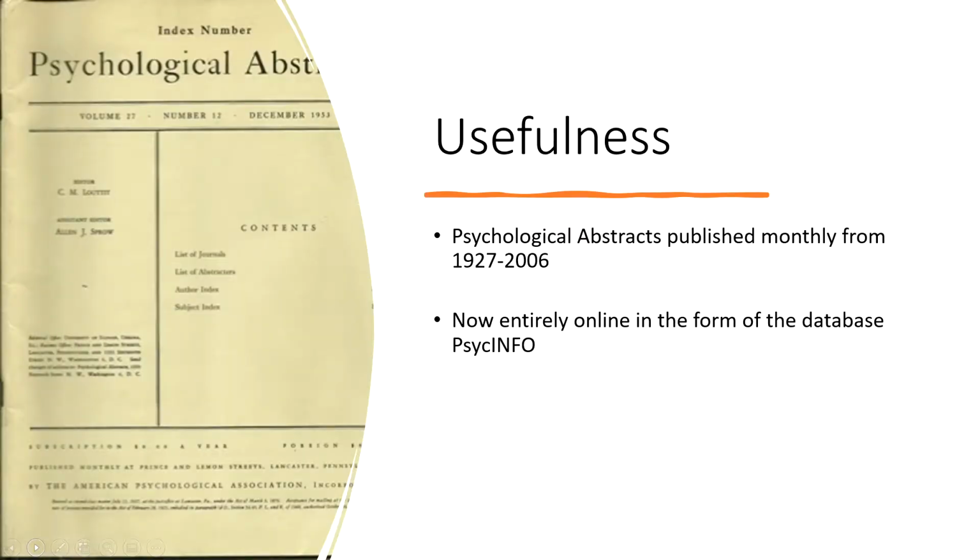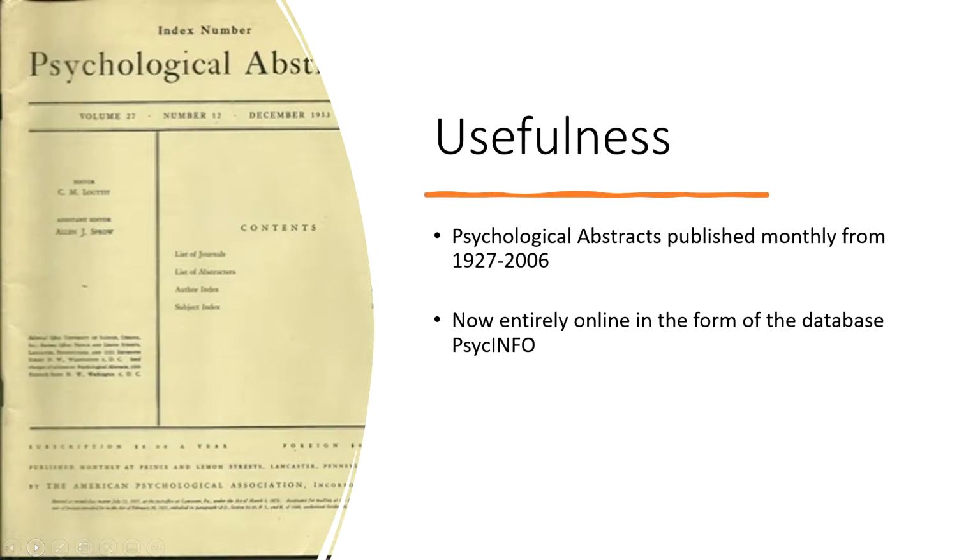The database PsycINFO has its roots way before the internet when, nearly 100 years ago, in 1927, the American Psychological Association began publishing a monthly index called Psychological Abstracts, in which they included bibliographic and summary information for what they deemed were the most important journal articles, books, and book chapters being published in the field of psychology each month. The goal of this publication was to provide members of the APA a shortcut to the important information being published in the field.